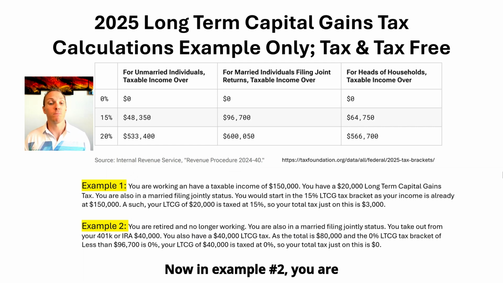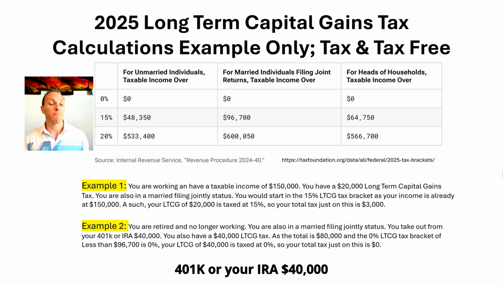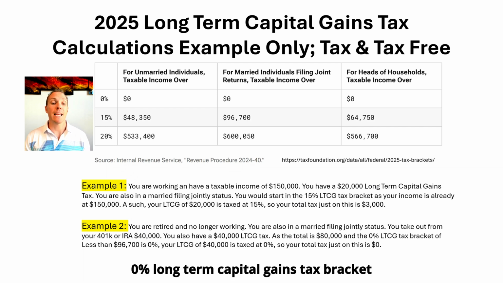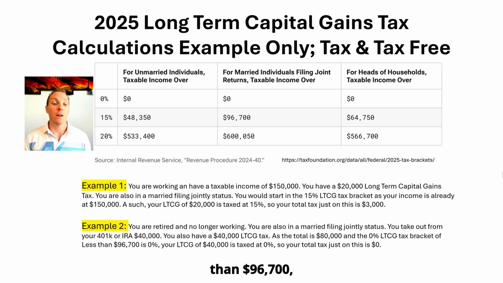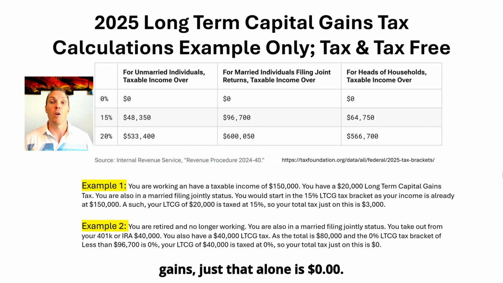Now, in example number two, you are retired and you're no longer working. You are also in a married filing jointly status. You take out from your 401k or your IRA $40,000 that is taxed as ordinary income still. You also have a $40,000 long-term capital gain on top of that, as the total is $80,000 and the 0% long-term capital gains tax bracket is less than $96,700, your total tax on that long-term capital gains portion is 0%. So your tax on that $40,000 long-term capital gain, just that alone, is $0.